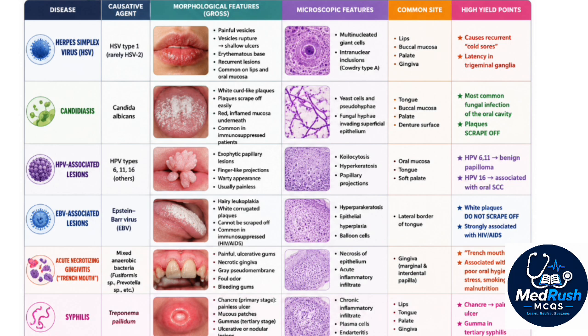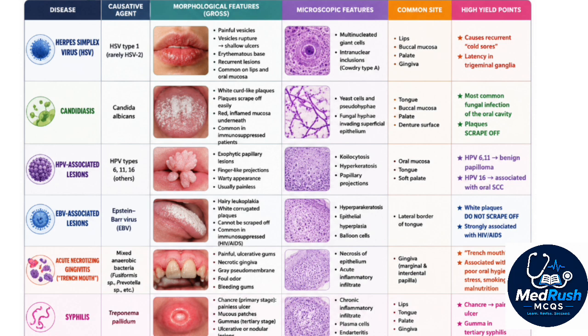HPV-associated lesions show papillary or warty growths. HPV 6 and 11 are associated with benign papillomas, while HPV 16 is linked with oral squamous cell carcinoma. Coilocytosis is the characteristic microscopic feature. Epstein-Barr virus causes oral hairy leukoplakia, especially in immunosuppressed patients. These are white corrugated plaques on the lateral border of the tongue that cannot be scraped off.